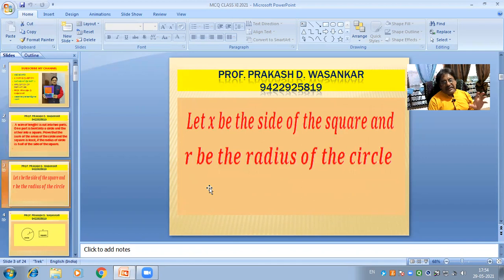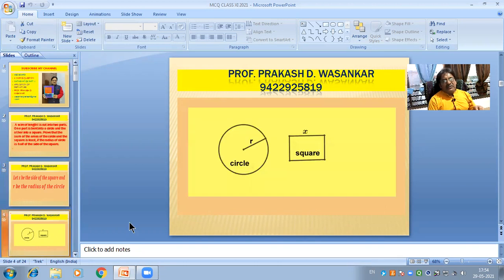So suppose here I assume that let x be the side of the square and r be the radius of the circle. That is, a wire of length L is cut into two parts. One part is bent into a circle and the other into a square. So here we draw the two figures. The first figure is a circle having radius r. This is a square with side x.